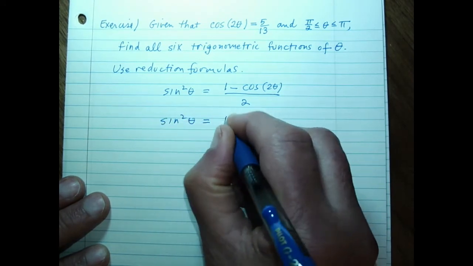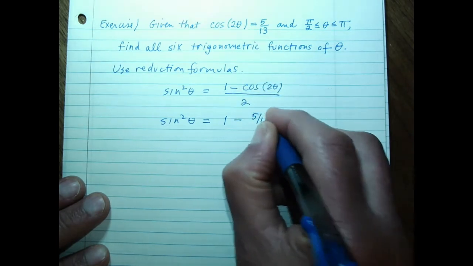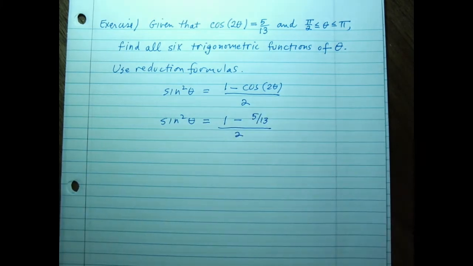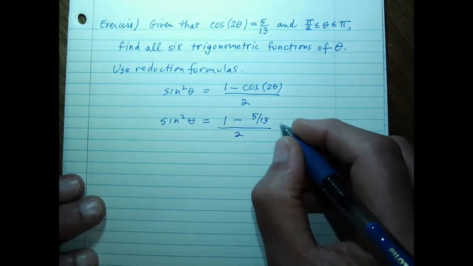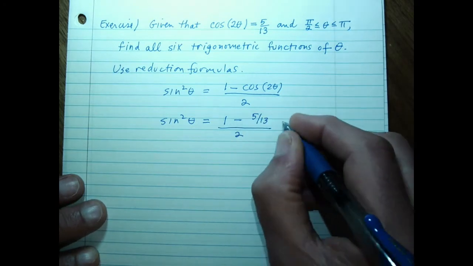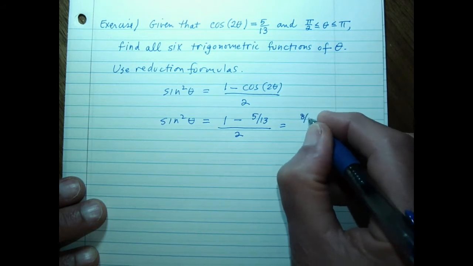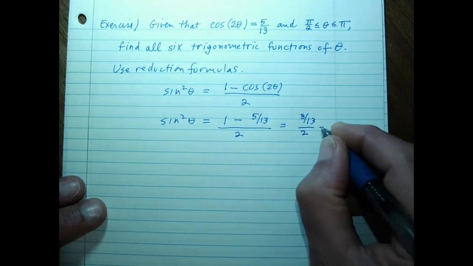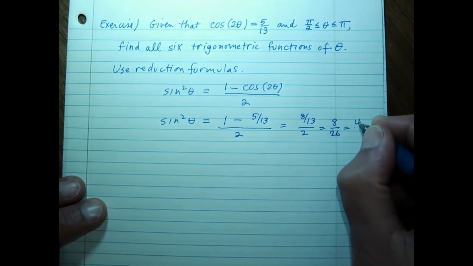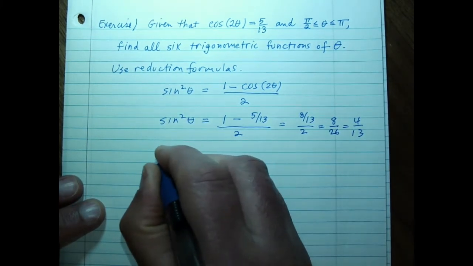And now to get sine squared, I just plug in, because I got 1 minus cosine 2 theta, that's 5/13 over 2. Let's see, 1 minus 5/13, so that's 13/13 minus 5/13, which is 8/13 over 2. That's 8/26 or 4/13, which is my value of sine squared theta.